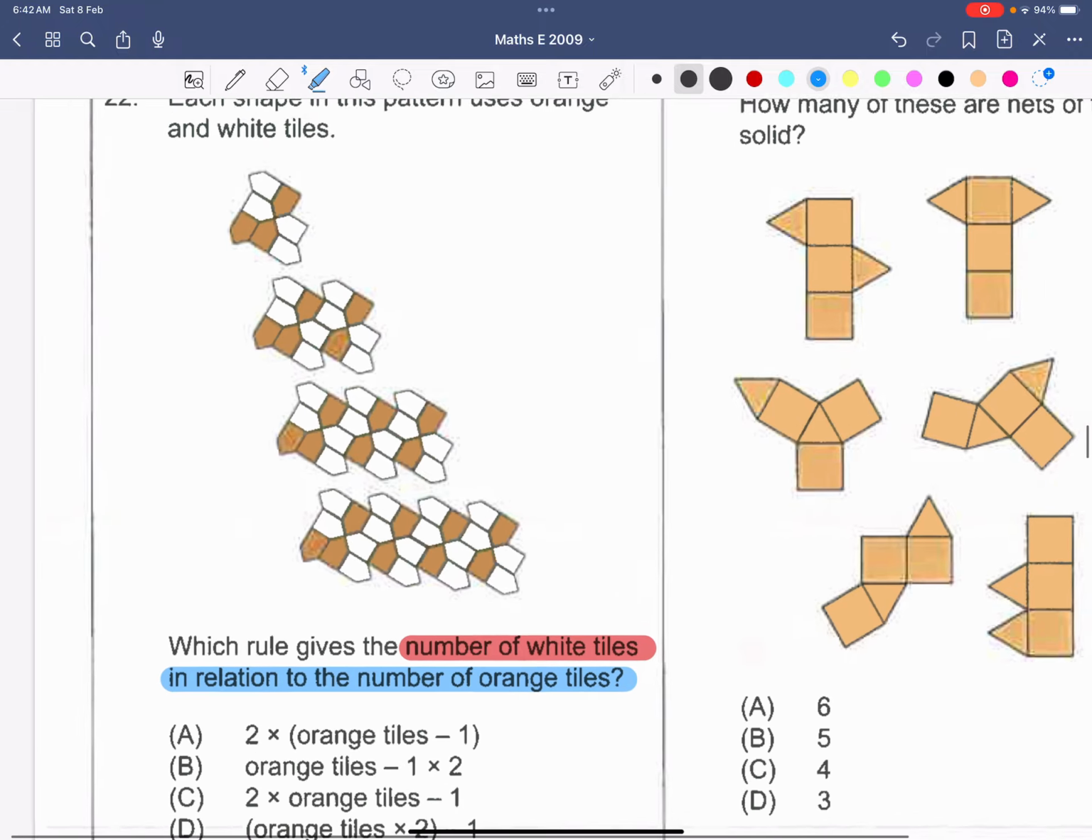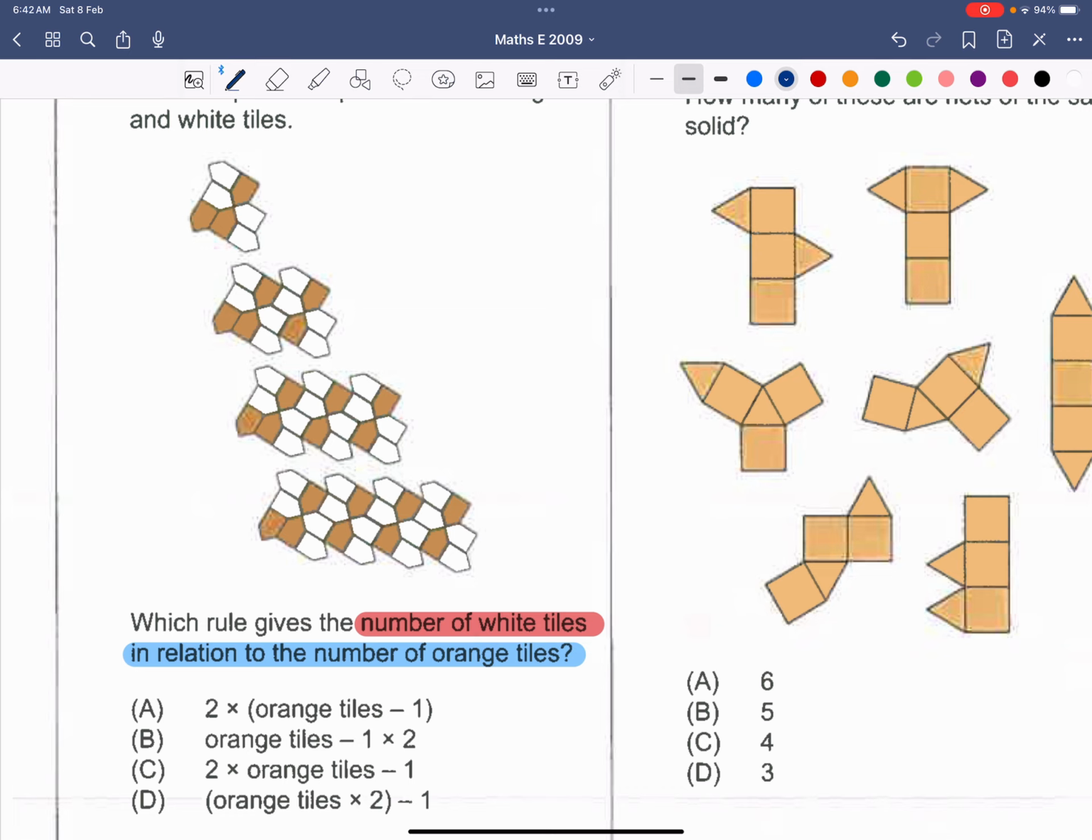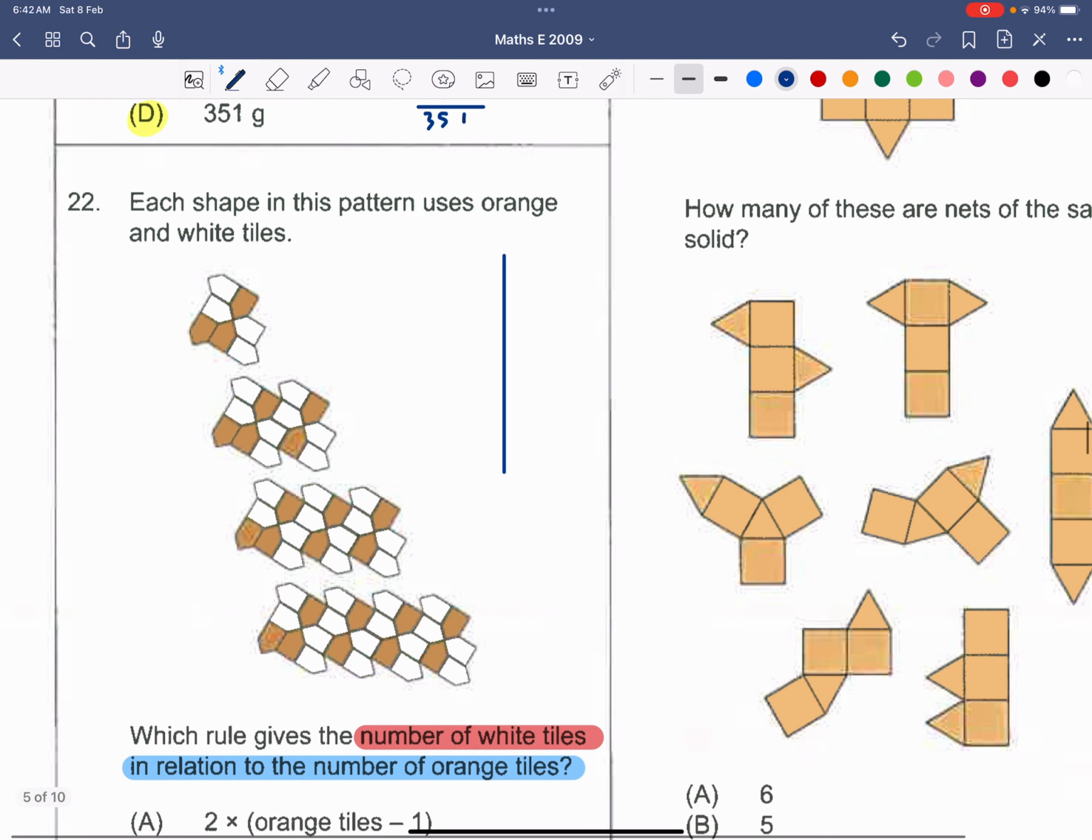So let's just draw ourselves up a little table. And in this table, this is what I mean about being systematic. We have to be systematic. So we want to know the number of white tiles in terms of the orange tiles. So let's write down how many orange tiles here. 1, 2, 3 orange tiles. And the number of white tiles is 1, 2, 3, 4.